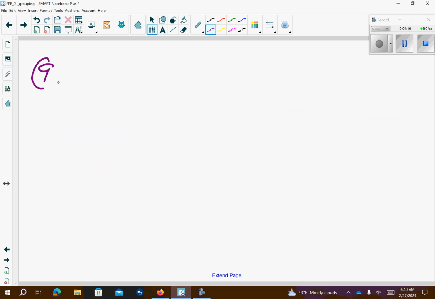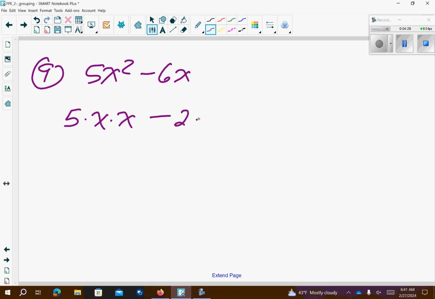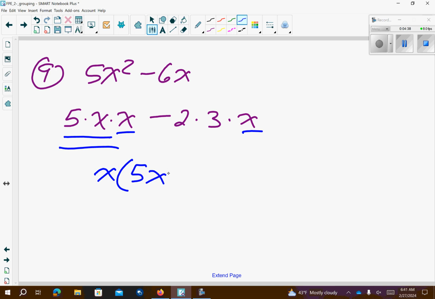Number 9, we have 5x squared minus 6x. So we're going to break this down. I can't break 5 down. It just is 5, because there's no two numbers I can multiply together that are whole numbers that would give me 5, other than 5 and 1, but that doesn't help. And then 6 breaks down to 2 times 3, and then times the x. So what do I have in common? I have an x in common. So I bring an x out front, and then I'm left with 5x minus 2 times 3, which is 6. There's our answer.